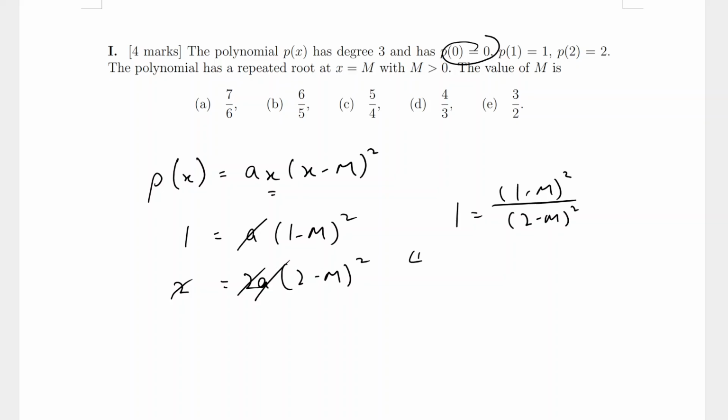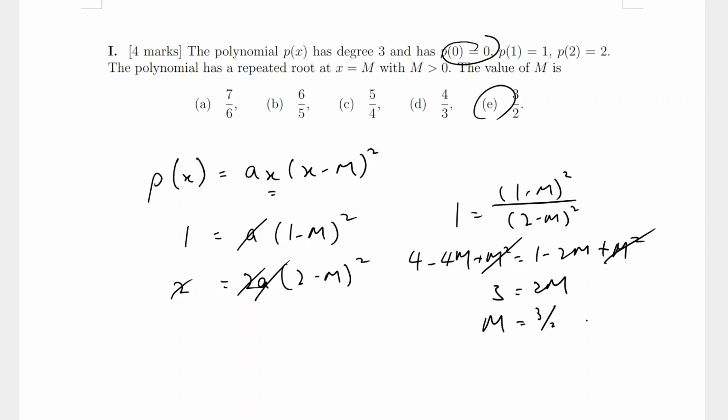I don't really need to show you guys. 4 minus 4m plus m squared equals 1 minus 2m plus m squared. Just expansions, and nicely the m squareds cancel. Lovely. So 3 equals 2m, and lastly m is 3 halves. So the answer would be E. There we go.